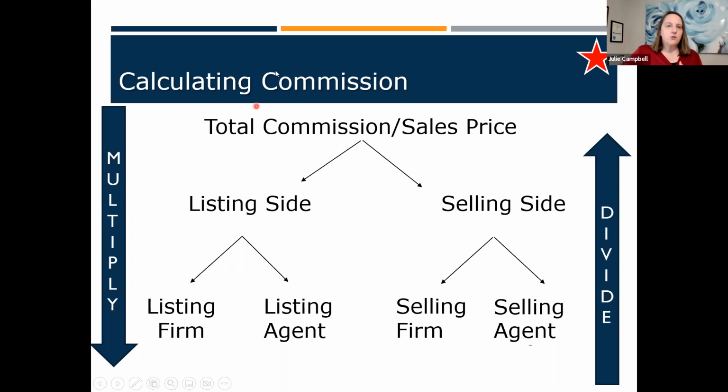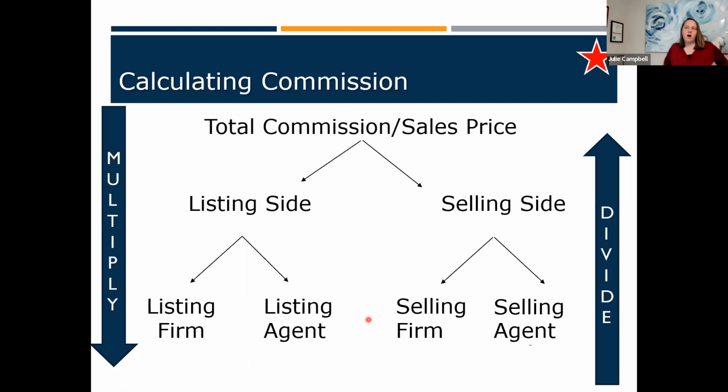When you get a commission problem, it's probably going to ask you, for example, about the listing agent's commission or maybe the selling firm's commission. So the map kind of helps you see, again, the breakdown of the commission and the trail or the path that it takes to get to the listing agent or the selling agent, whoever the problem's asking you.